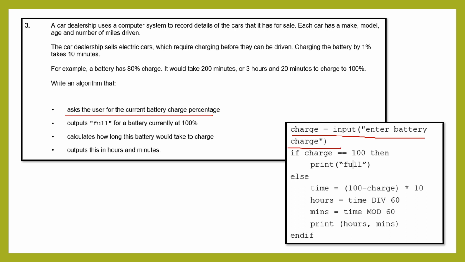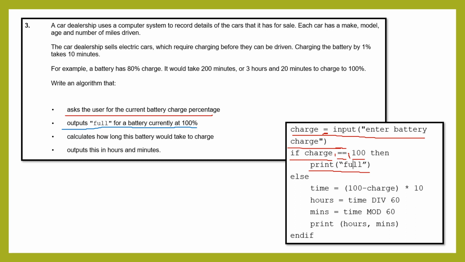Now it says it outputs full if the battery is 100%. Okay, so that's my first test. So if the battery is at 100% or is equal to 100, notice the double equals. That means is equal to. One equals sets the value of a variable. Two equals tests it. If the charge is equal to 100, then print full. Right? For everything else, we do the next part of the program. Okay, so we've now done these first 2 bits like that.